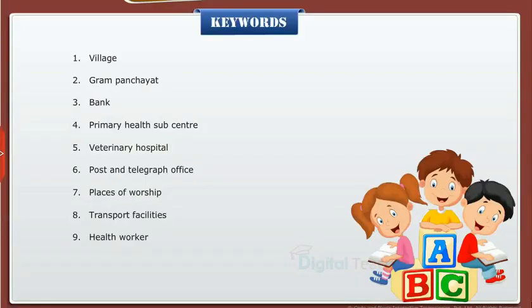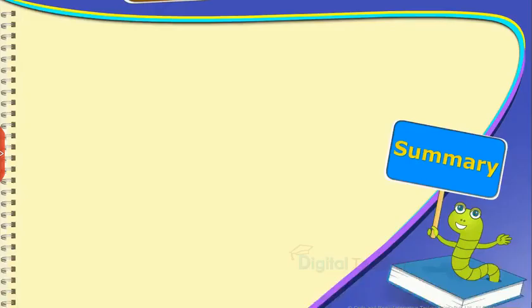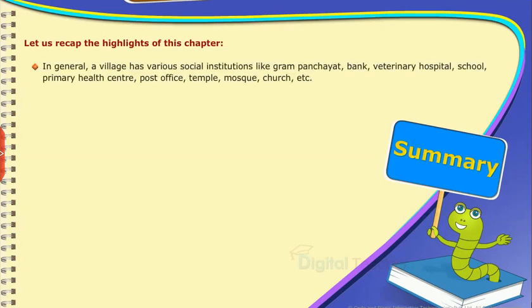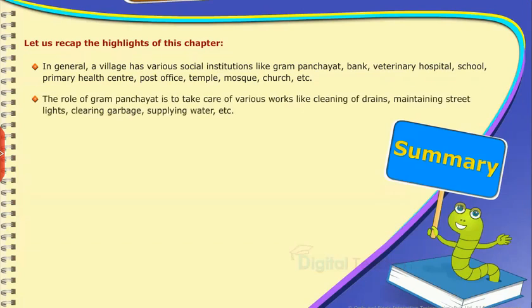Keywords. List of keywords are shown on the screen. Summary. Let us recap the highlights of this chapter. In general, a village has various social institutions like Gram Panchayat, bank, veterinary hospital, school, primary health center, post office, temple, mosque, church, etc. The role of Gram Panchayat is to take care of various works like cleaning of drains, maintaining street lights, clearing garbage, supplying water, etc.